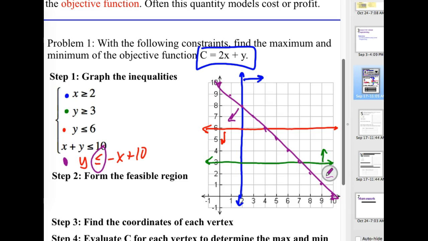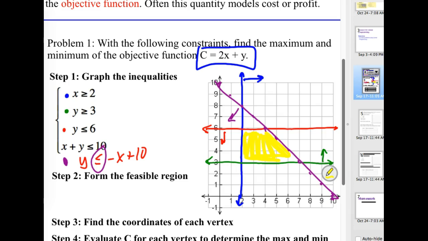So looking at the picture, we have to be in between the green and red lines, yes? But we have to be to the right of blue, and we have to be under the purple one. So the feasible region here would be this section in here. We good with that? Agree, disagree? So this is why I was saying you should shade lightly, right? You need to be able to tell what your final area is going to be.